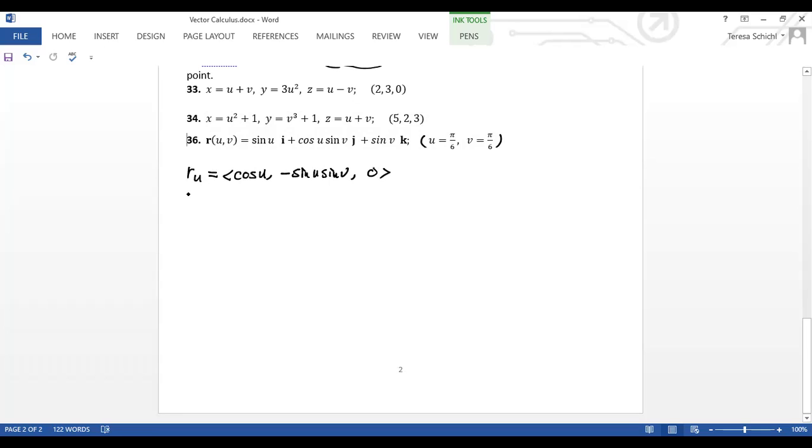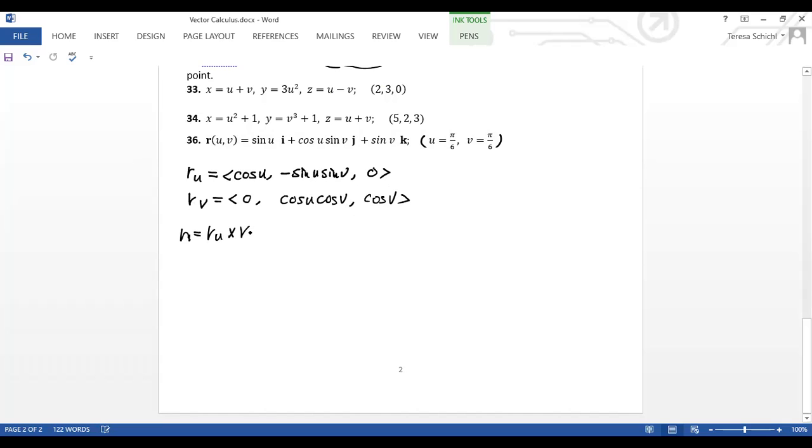Very good. Then we take the partial for v. The first term is sine u, which has no v, so it's 0. The second term is cosine u sine v, and the derivative of sine v becomes cosine v. The next one is cosine v also. Now I have the partials.